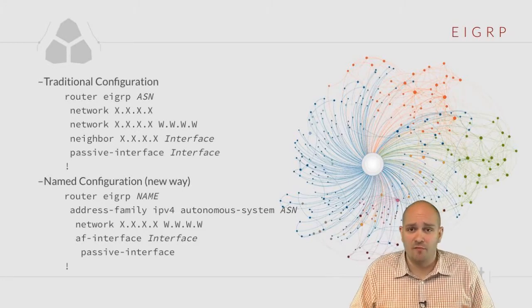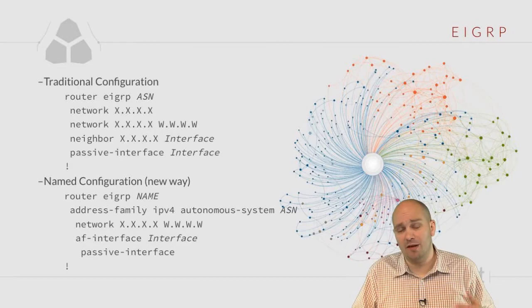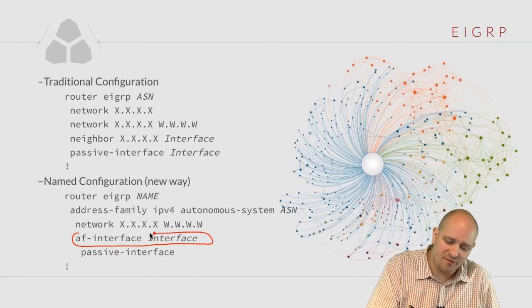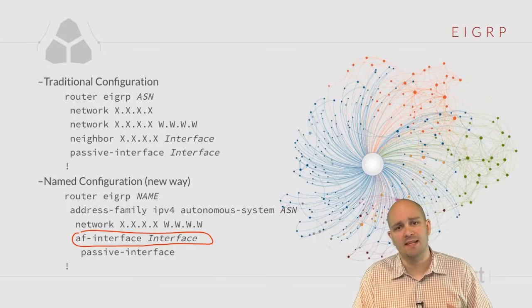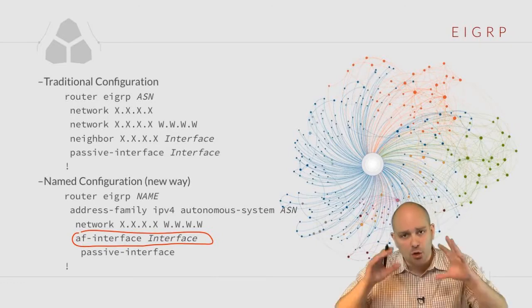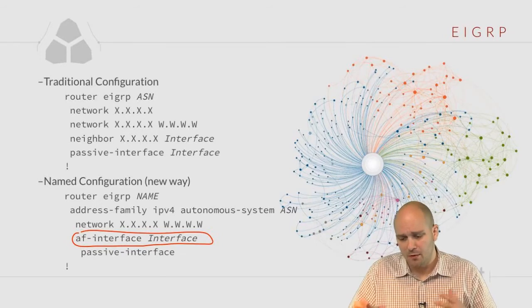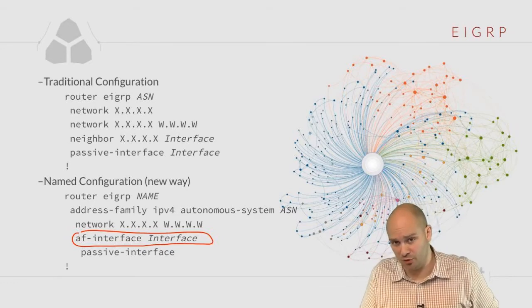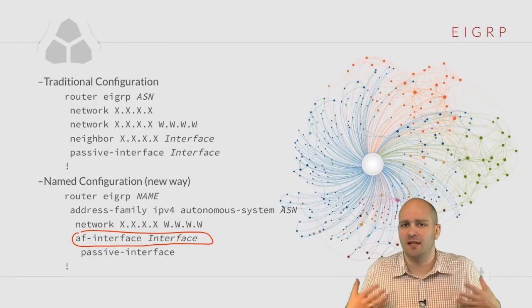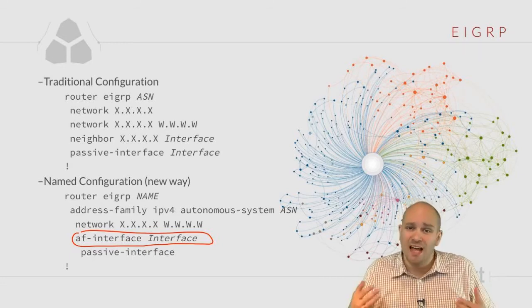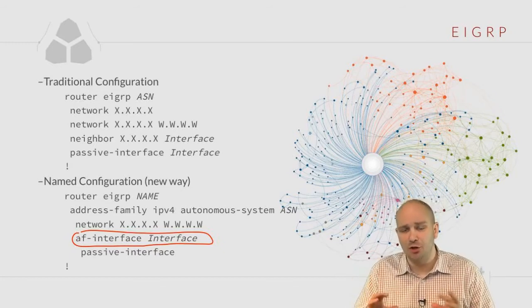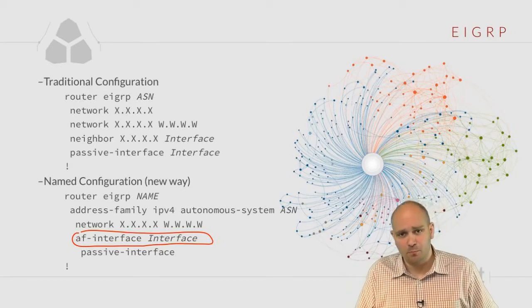Now, another very important method introduced with the new method of configuration is this AF interface command. With the AF interface command, what we can do is in the process itself, we can group certain configuration parameters that would otherwise be divided into individual interface configuration modes. Things like the hello interval, the authentication modes, and so on, that would be scattered all over the configuration, now can be grouped under this AF interface subsection.